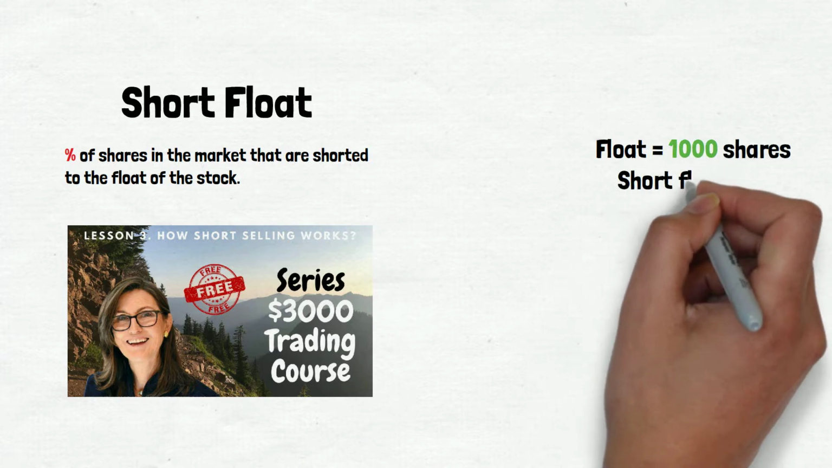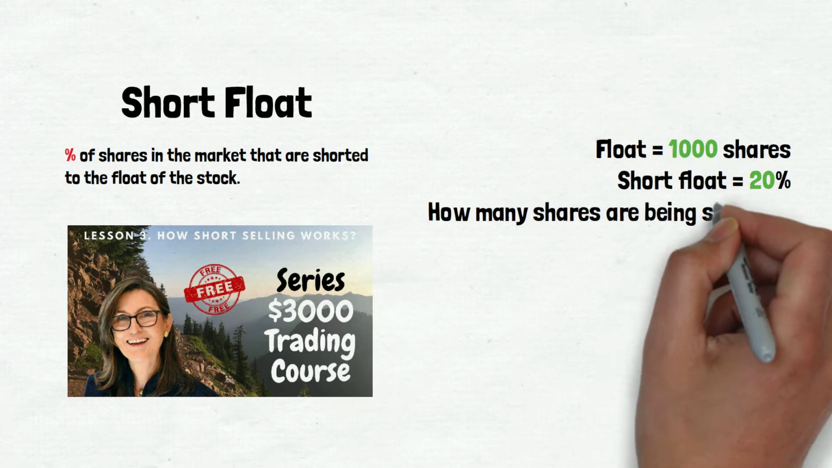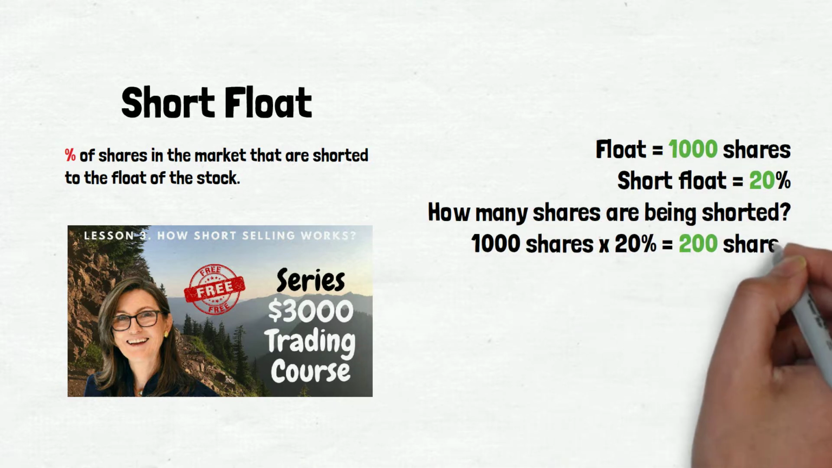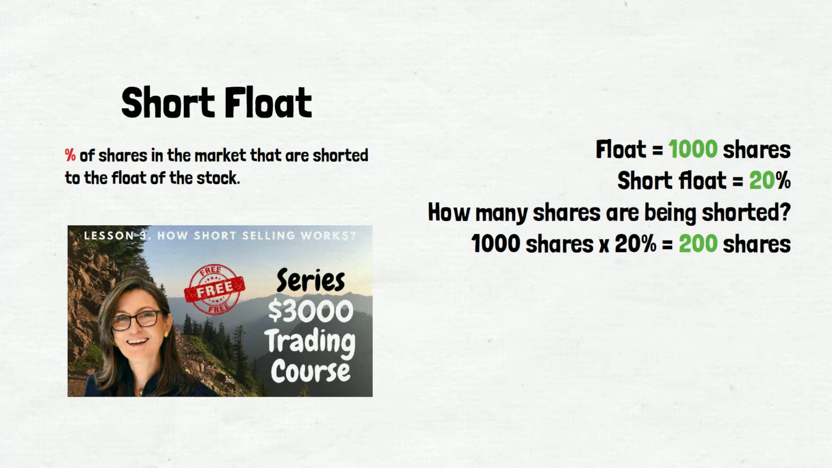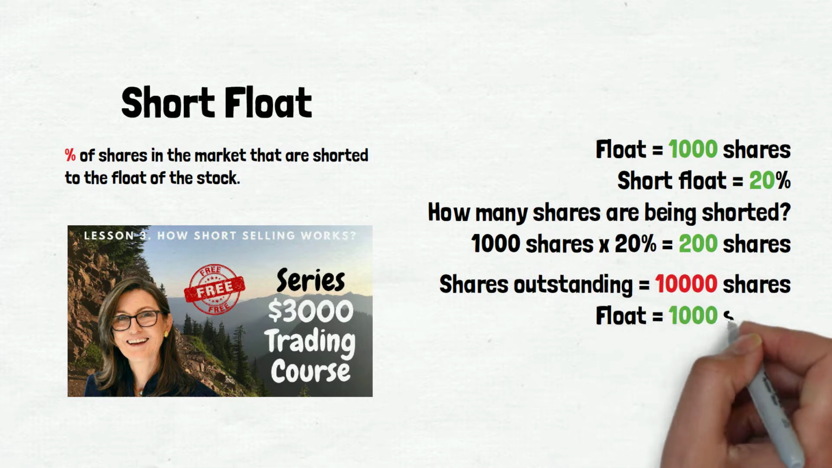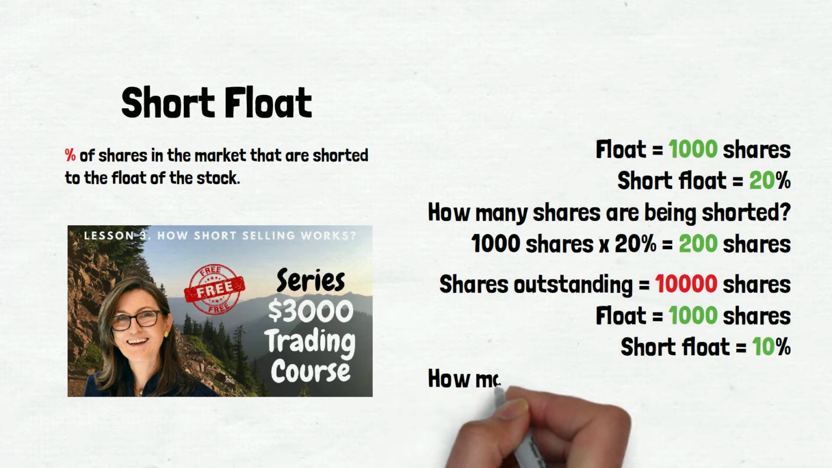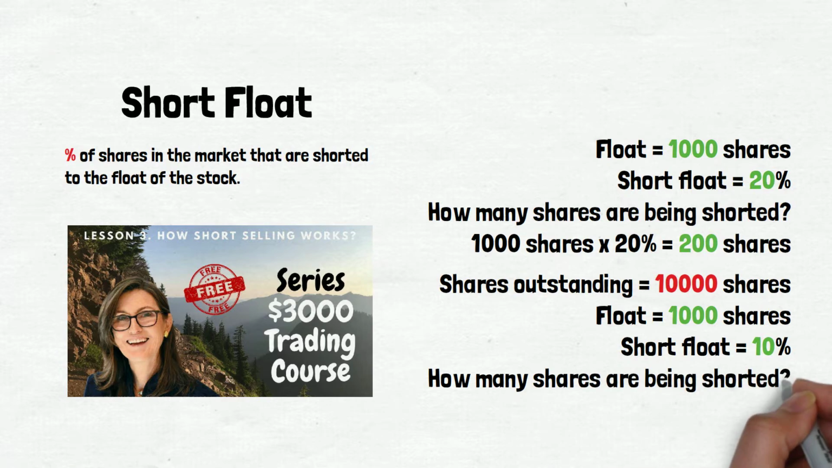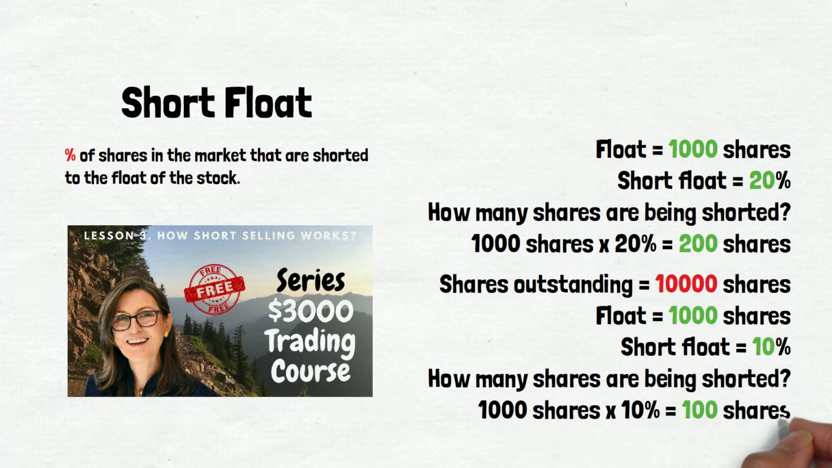Anyway, let's say the float is 1,000 shares, and the short float is 20%. That means there are 200 shares being shorted. Remember, the float is different from shares outstanding. Shares outstanding can be 10,000 shares, but if the float is 1,000 shares and the short float is 10%, the shares being shorted are 100 shares, not 1,000 shares.